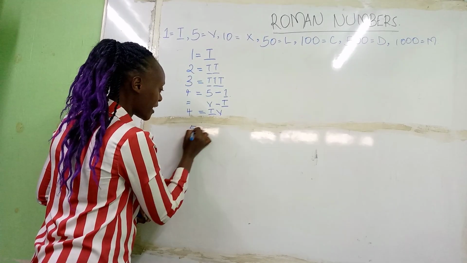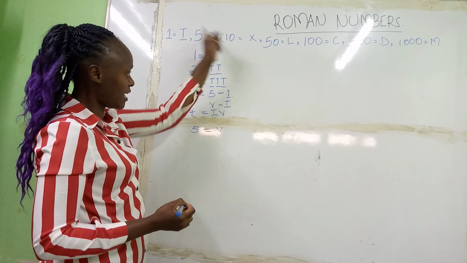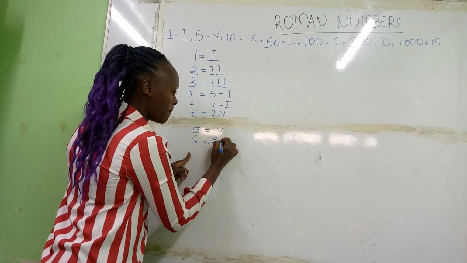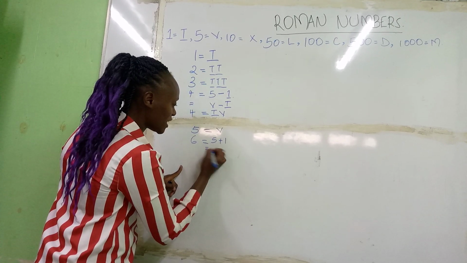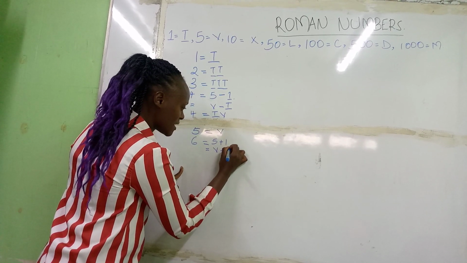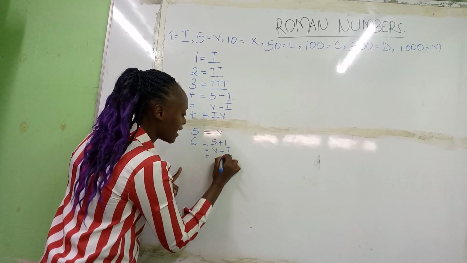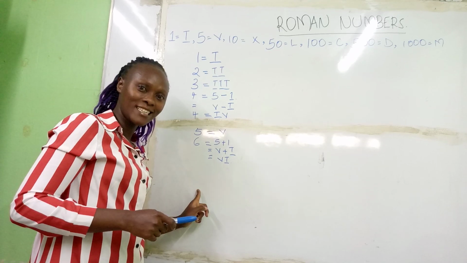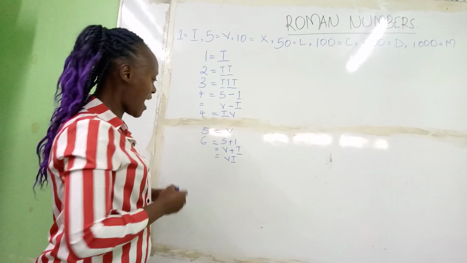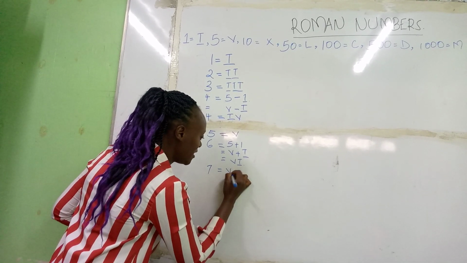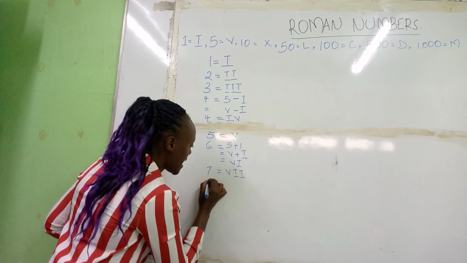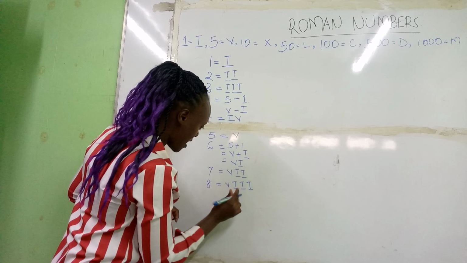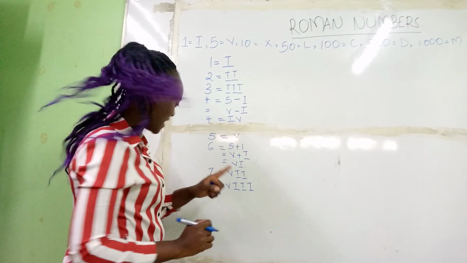When we get to 5, that's a V, it's already here. When we get to 6, 6 is 5 plus 1, which is V plus I, which is V, I. So from there, I'm pretty sure you can know what 7, 8, 9 are. 7 will obviously be V with two I's. 8, V, 1, 2, 3. Yes, exactly.